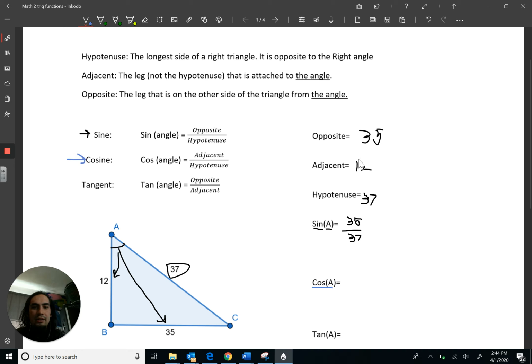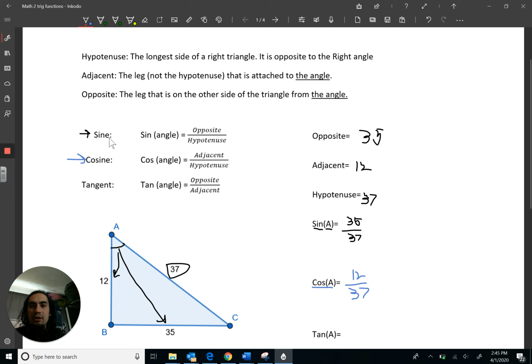Okay, so the adjacent side is 12. We already discussed it's the one next to the angle. That's not the hypotenuse. So 12 divided by, and then what's our hypotenuse? 37. Okay, there it is. Cosine of A is 12 over 37, just like that.